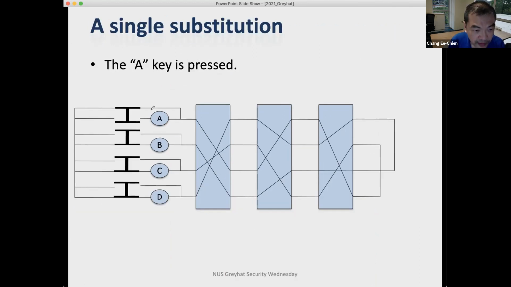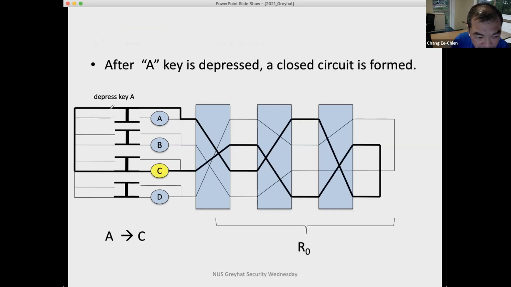A is pressed. After A is pressed, we find that there is a closed circuit. Look at this picture: this circuit is closed. Remember, these are real wires, not virtual. And this circuit is closed because there's a battery here, which I just drew.